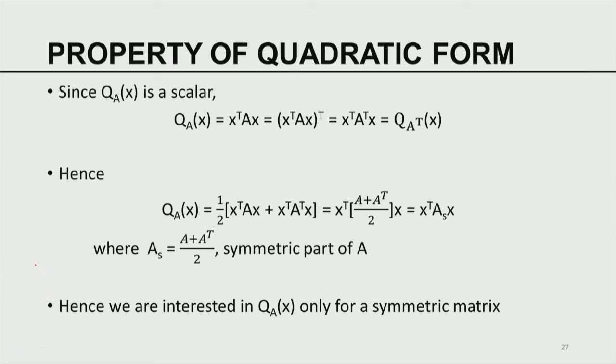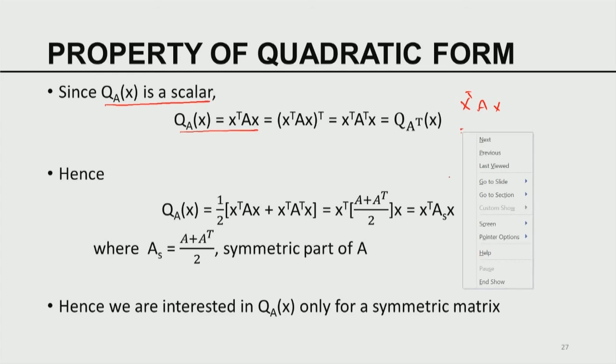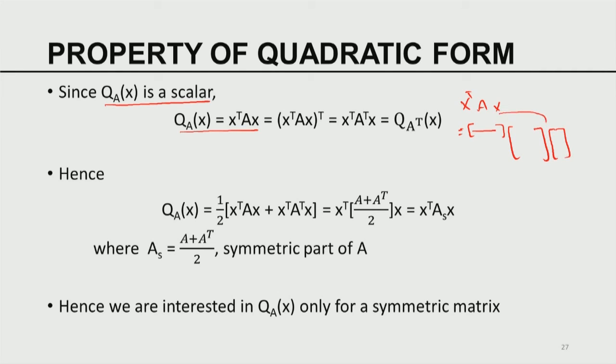What is the property of a quadratic form? Let Q_A be a scalar. We already know Q_A is a quadratic form, given by x transpose A x. Q_A is a scalar. What does x transpose A x mean? x is a column vector, so x transpose is a row vector, A is a matrix, and then I have a column vector. So this is 1 by n, this is n by n, this is n by 1. So the whole thing is 1 by 1, and 1 by 1 is a scalar.